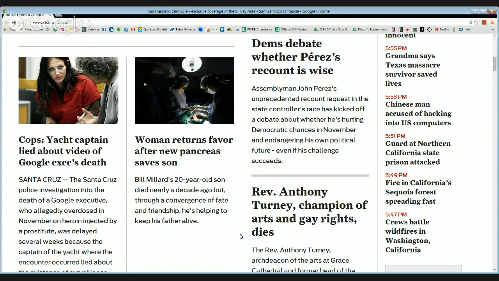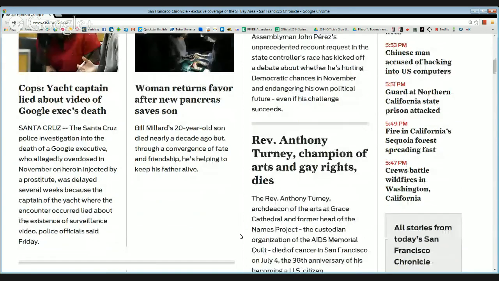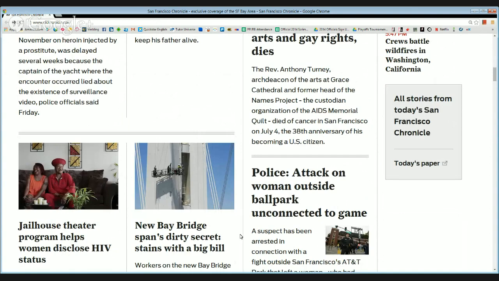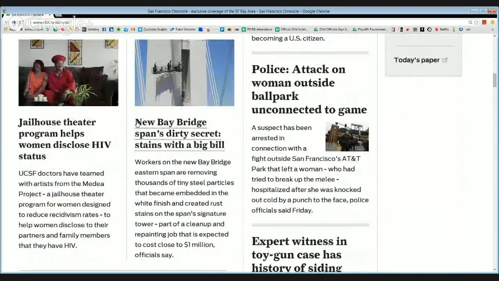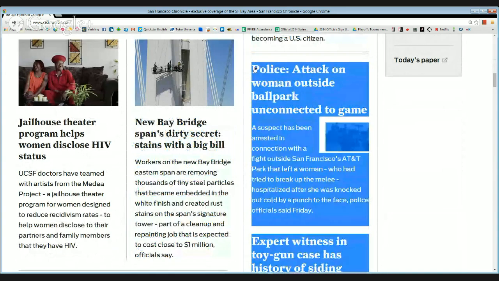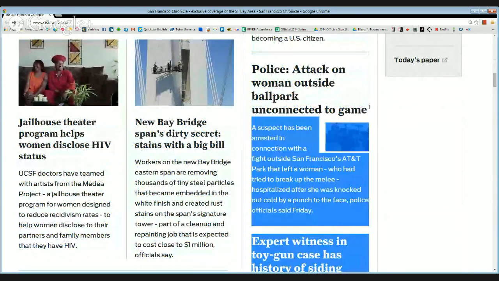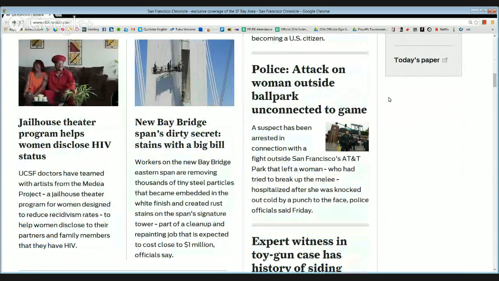Okay. Let's see. Do we have time for one more, or do you guys have to go? I'd like to think about one more. Let's try. I like this one because it has another quote, and that was interesting. Anyway, over here. Police attack on woman outside ballpark unconnected to game. Who would like to have a try on this one? Outside AT&T Park where the San Francisco Giants play.